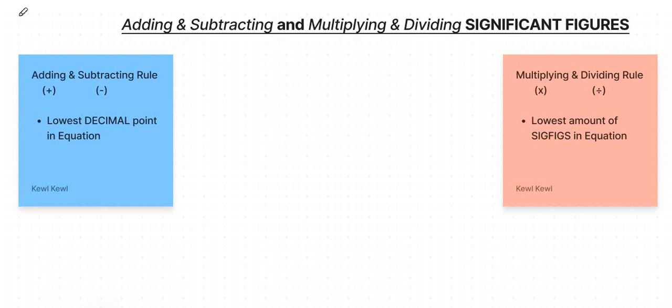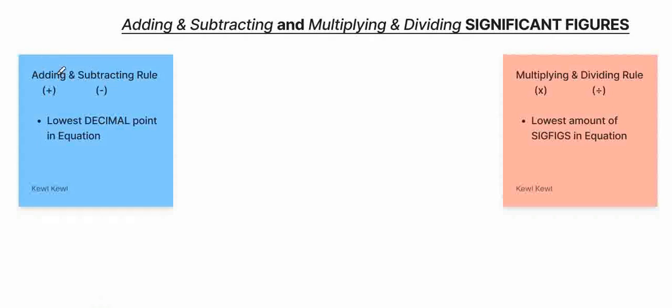So today we'll be looking at adding and subtracting and multiplying and dividing significant figures. So the first rule, adding and subtracting, says that we have to go to the lowest decimal point in the equation. And the second rule says that when we multiply and divide significant figures, we have to go to the lowest amount of sig figs in the equation as well. So I've lumped them together since they follow the same rules in each section.